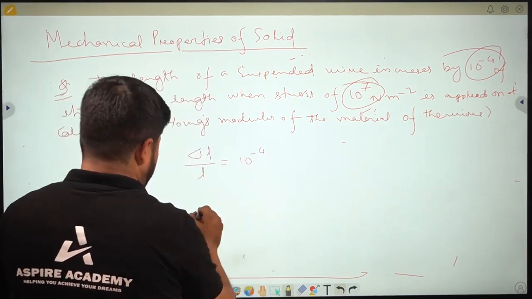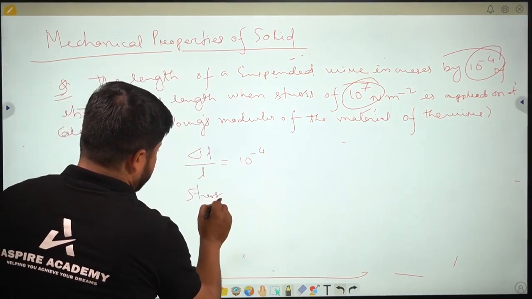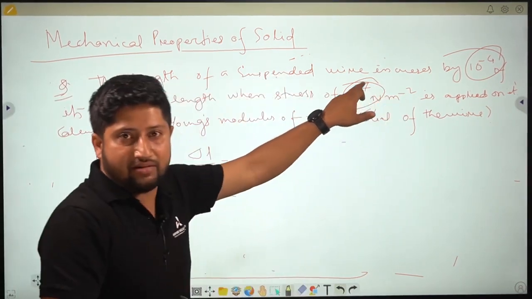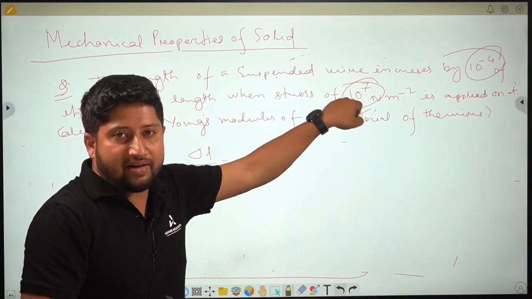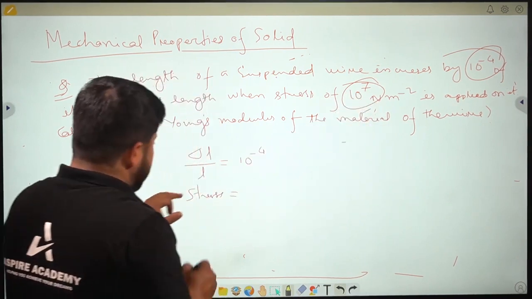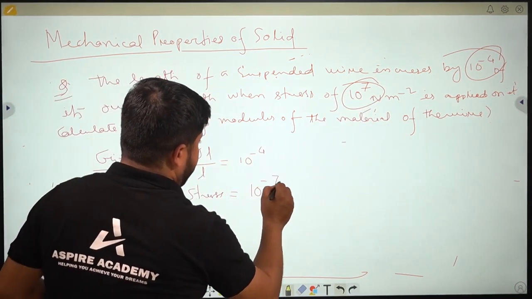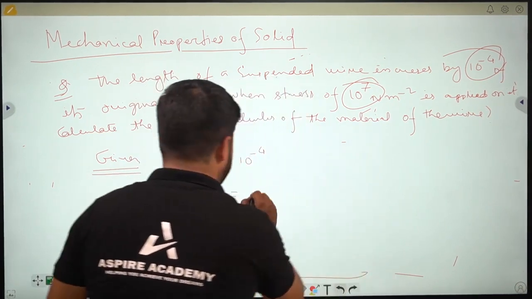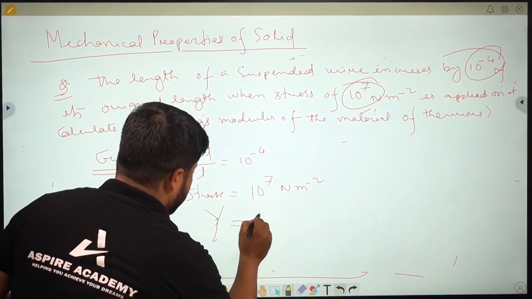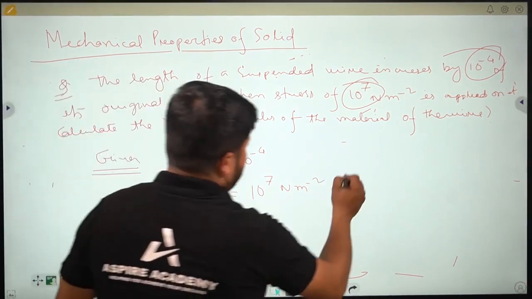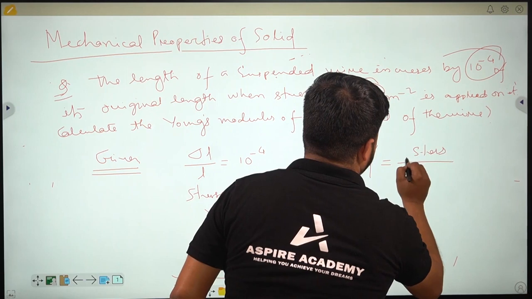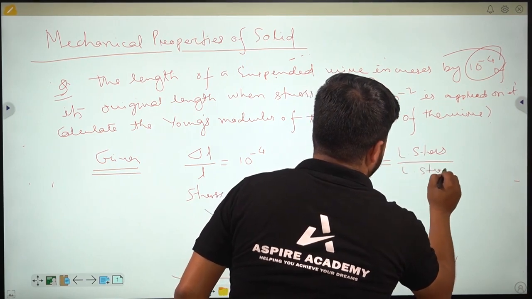Del L by L is 10 to the power minus 4. Now it's given that stress is 10 to the power 7 Newton per meter square. Newton per meter square is the SI unit of stress. We have to calculate Young's modulus of elasticity, Y. We know that Y is equal to longitudinal stress by longitudinal strain.